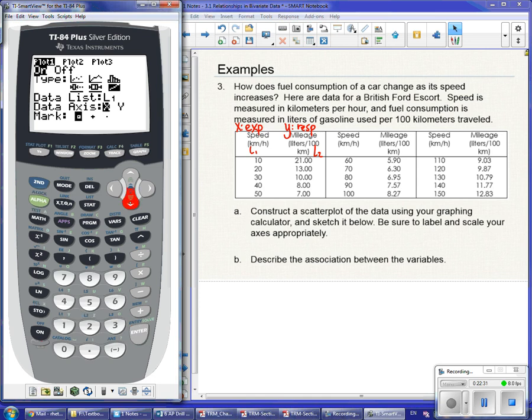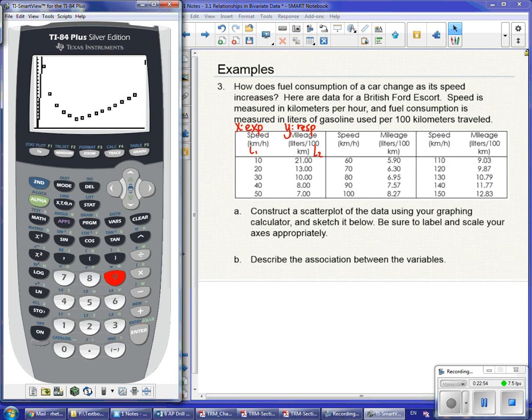And when you choose the type, you want to choose the very first option. That's your scatter plot. Make sure your x's are coming from the list where you place them. For me, it is list 1, and my y's are in list 2. At this point, once everything is set up, it doesn't matter what mark you use. Remember, your calculator will automatically set up a window for you if you choose Zoom 9. That's your Zoom statistics window.